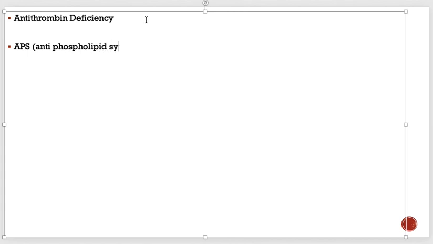Antiphospholipid syndrome. You will study this in rheumatology, and again in gyne-obs. Very important. So what are these people? These are the patients who have systemic lupus erythematosus or other rheumatological disorders. And clinically, they have recurrent thrombosis episodes.